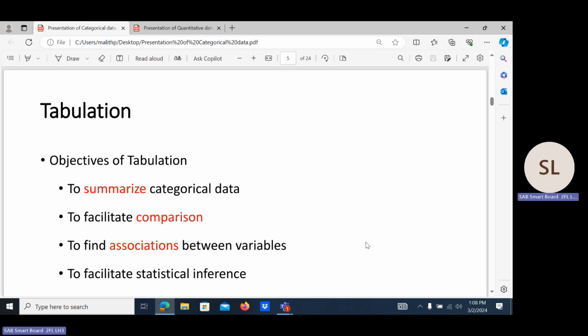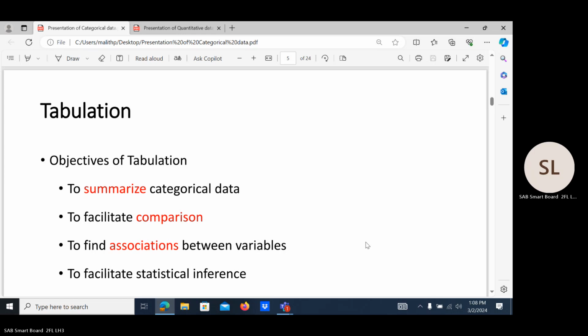Normally in the tabular format, we present which kind of data? Numerical data. Numerical means what? Quantitative data. Understood? Clear? Then these are the main objectives of the tabulation. Objective means why we need to use the tabulation format to present the data. What are the objectives? First one is to summarize the categorical data.